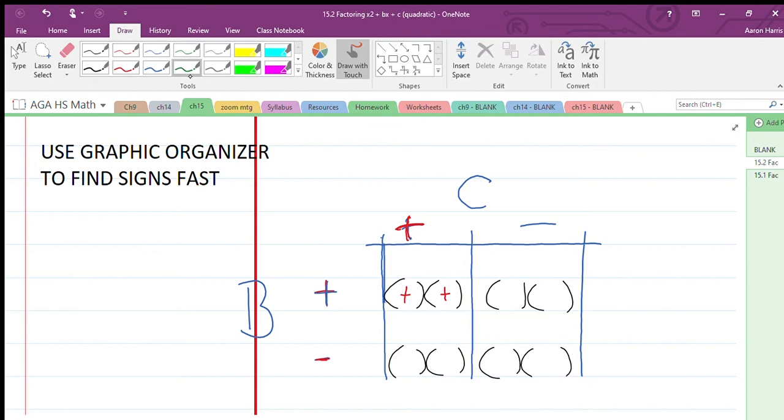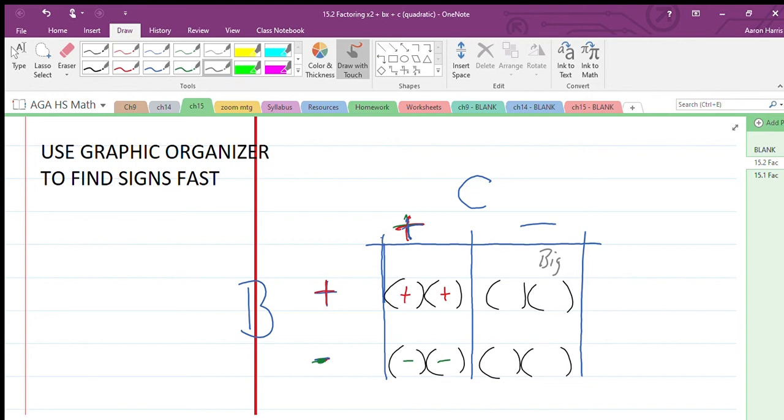Then that means I need 2 numbers that multiply together. That will get me a positive number, but I need them to add together and get me a negative number. So a negative times a negative will get me a positive, but a negative plus a negative will get me a negative. Real simple, right? Okay. Then let's look at C. When C is negative, I have to multiply a positive and a negative, no matter what.